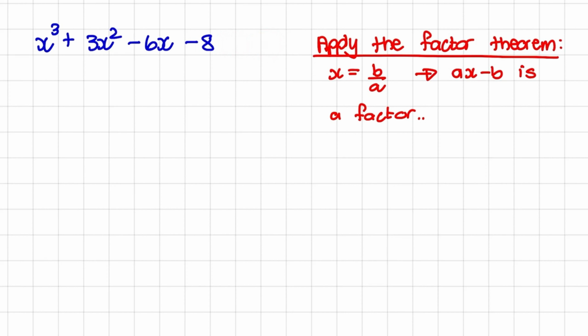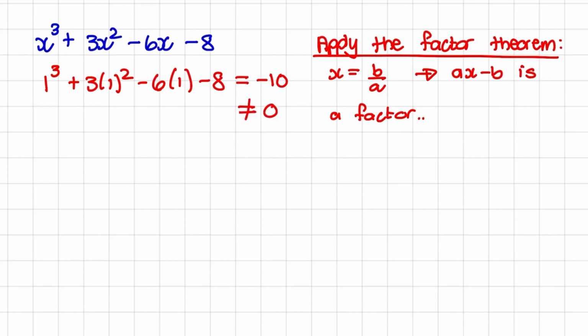So let's say, for example, I replace x with a 1. Then I'll have 1 to the power of 3 plus 3 times 1 squared minus 6 times 1 minus 8. That leads to negative 10, which is not equal to 0. So therefore, x minus 1 is not a factor. So I'll continue to substitute values in the place of x until I find a value that will make this expression equal to 0.